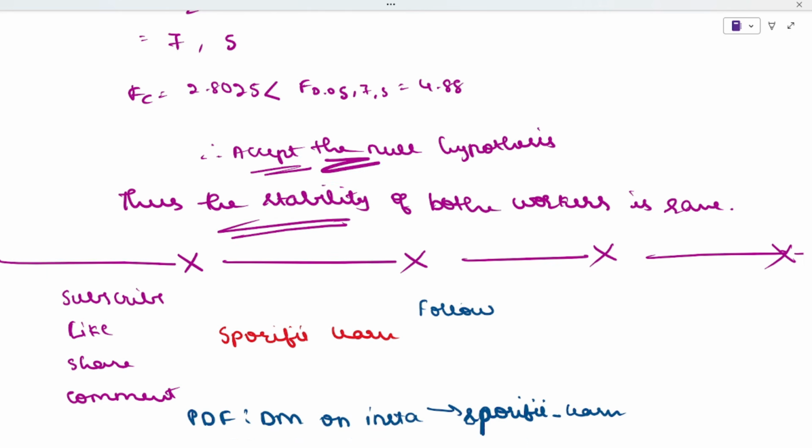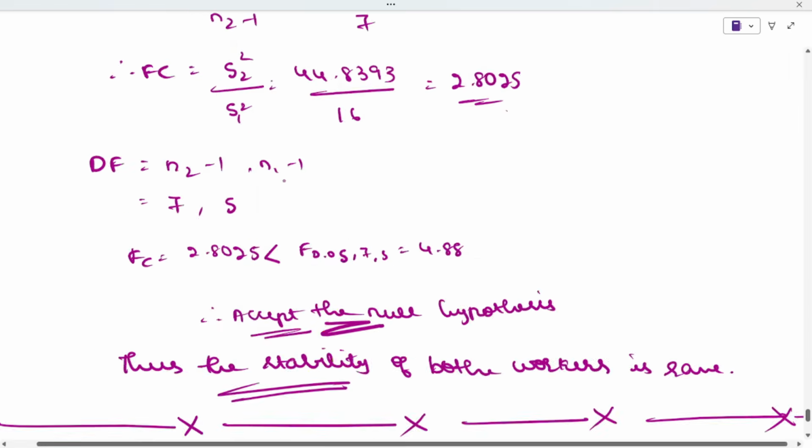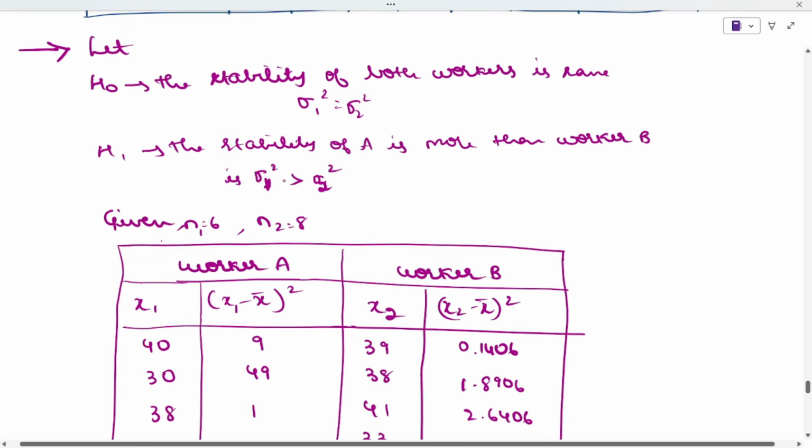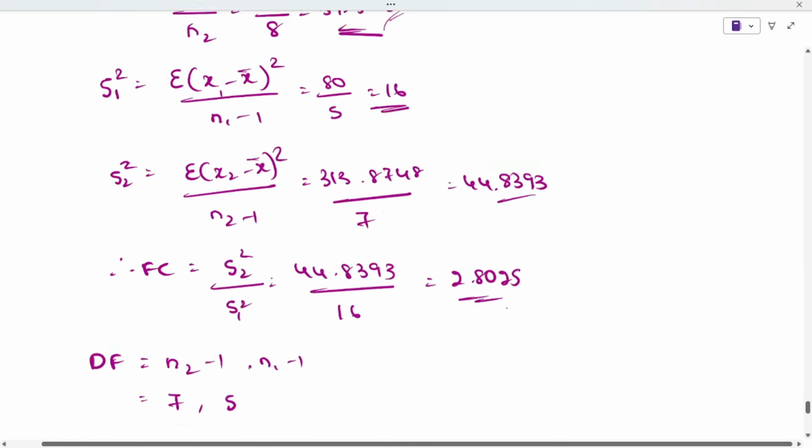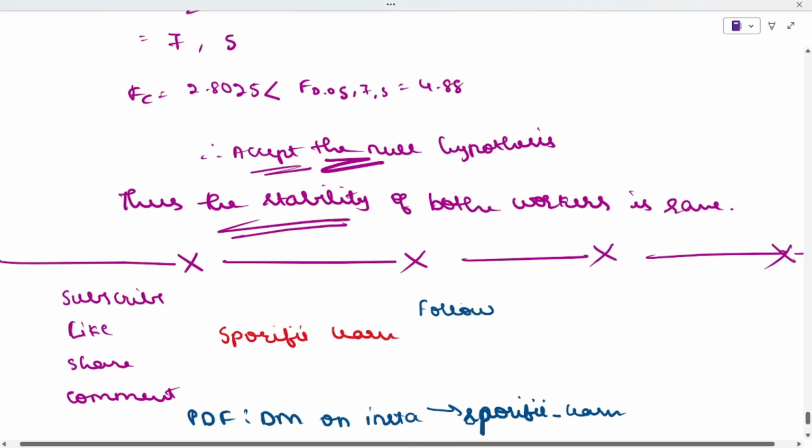Now the null hypothesis got accepted, right? See, what we considered in the null hypothesis here? H naught, that means it is the null hypothesis. We considered both workers' stability is same. So we have proved that the stability of both workers is same.